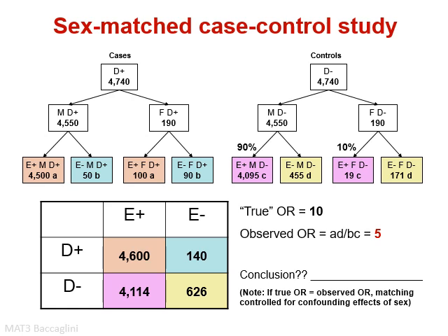We get 5. So did our matched design control for confounding? We're getting a different odds ratio. So we did not. The design alone did not take care of confounding.